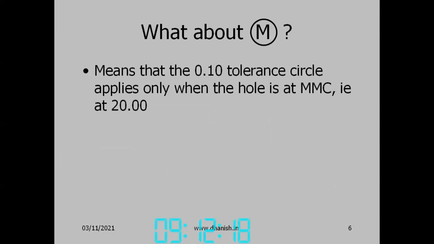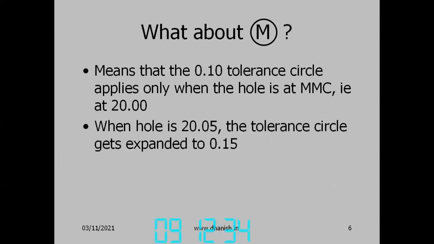M stands for maximum material condition. So that means this 0.10 tolerance circle applies only when the hole is at its maximum material condition, at 20. And if the hole is bigger, for example, suppose the hole is 20.05, that means it is 0.05 plus. Then this additional tolerance we have gets added to the circle position tolerance. So 0.05 is added to 0.1 to get 0.15.